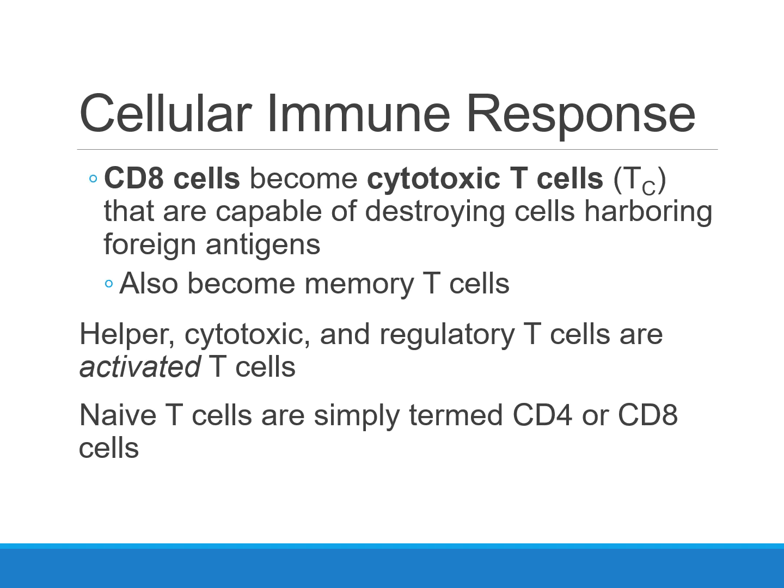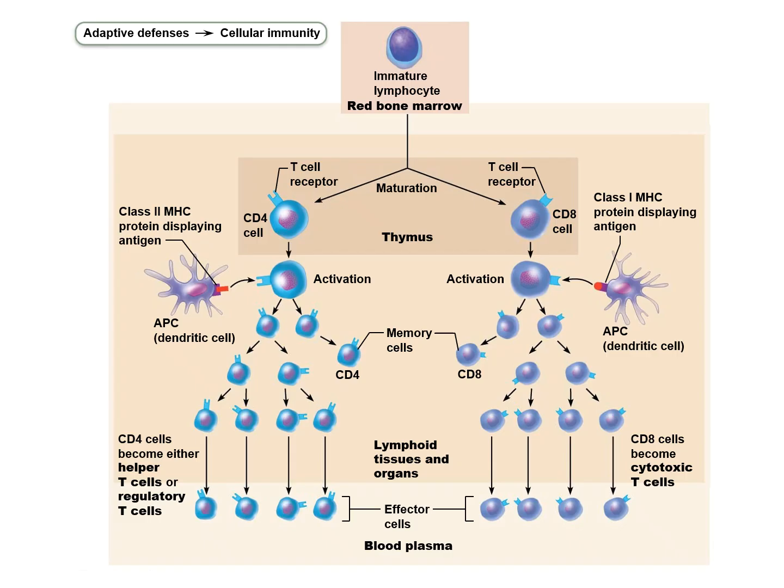The other population that they become are called CD8 cells or cytotoxic T cells. These are capable of destroying cells that are harboring foreign antigens, and they also can become memory T cells. So helper, cytotoxic, and regulatory T cells are activated T cells. Naive T cells are simply referred to as CD4s or CD8s. So there's kind of the process of our major types of T cells.